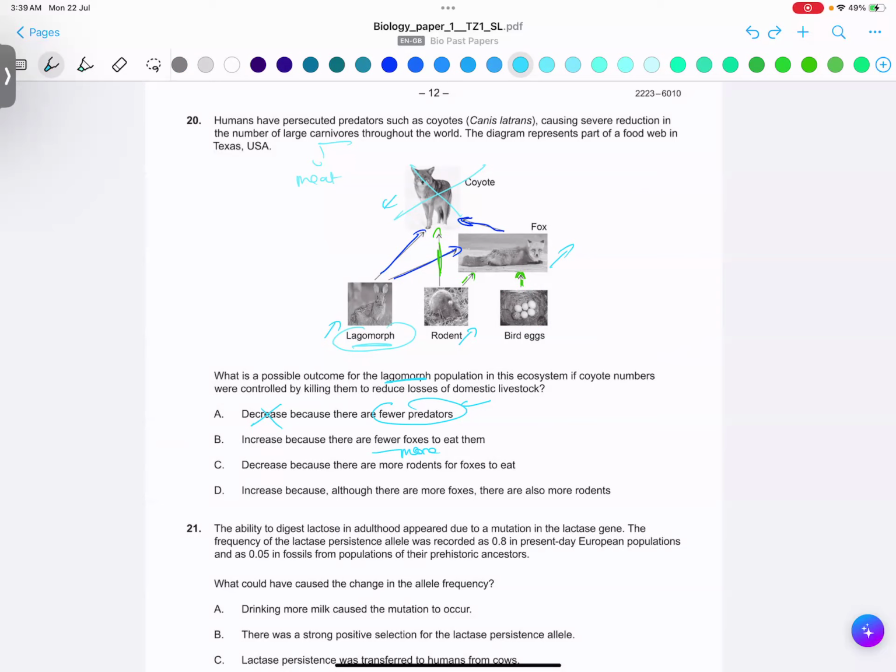Decrease because there are more rodents for foxes to eat. No, these two are not completely false, but they don't make sense. Yeah, but because there's more rodents, they're going to actually increase. So this part is wrong. Increase because although there are more foxes, there are also more rodents. Exactly. This is the answer I was literally looking for.